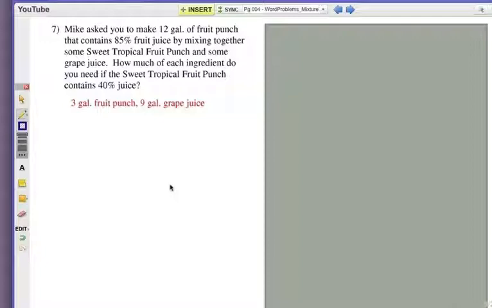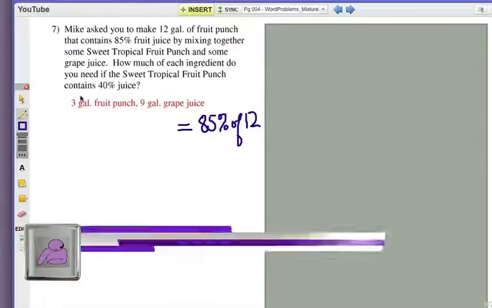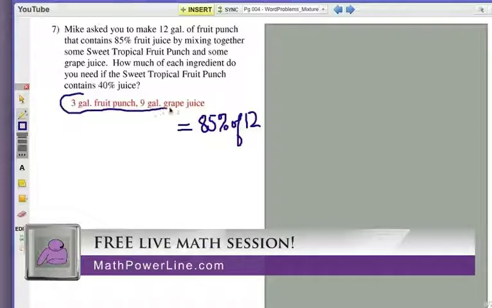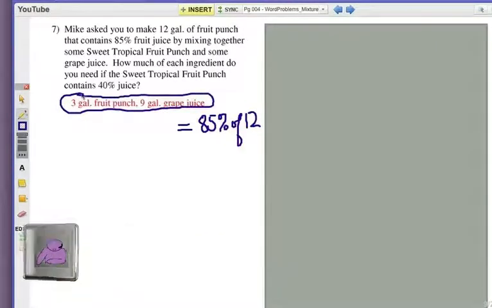Number 7, Mike asked you to make 12 gallons of fruit punch that contains 85% fruit juice. That's obviously our mixture amount when we're done. But we're going to get that by mixing together some sweet tropical fruit punch and some grape juice. How much of each ingredient do you need if the sweet tropical fruit punch contains 40% juice? Now, I'm giving you the answer, and if you've worked it out and got that answer, congratulations. Let's see if you did it the same way I did. If you didn't get it, hang in there and I'll show you how to work through this.